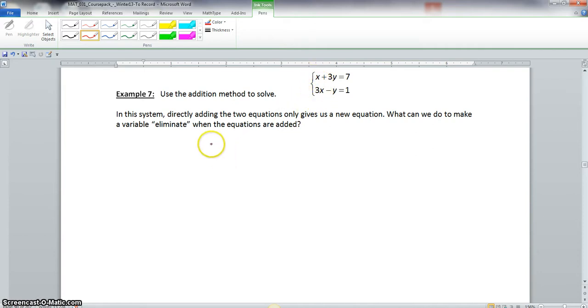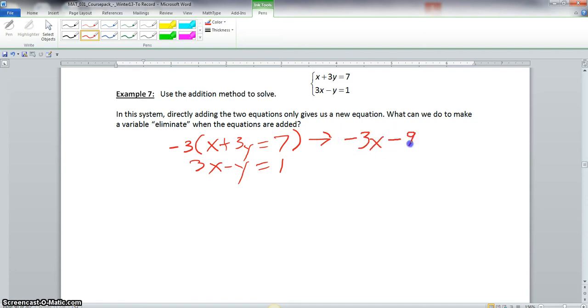Okay, so now we have x plus 3y equals 7 and 3x minus y equals 1. Now, the coefficient of x is 1. The coefficient of 3x is 3. We have to find a common multiple of 1 and 3, which is 3. But we want to make this become negative instead of staying positive. So we will multiply this whole equation by negative 3. So now, this will read as negative 3x minus 9y equals a negative 21.